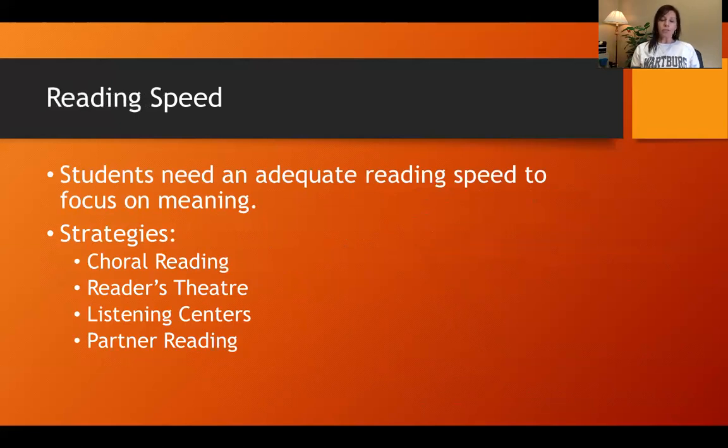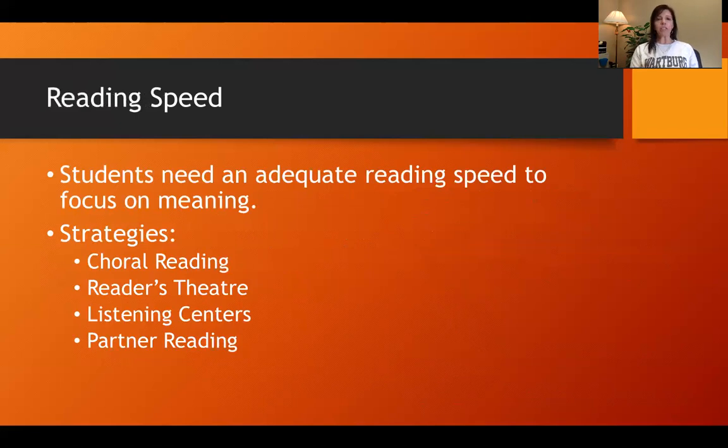Once again, fluent readers read at least how many words a minute? Go ahead and answer right now, and then I'll give you the answer. Hopefully you said 100 words per minute. You need to read 100 words per minute to be fluent, but it continues to go up throughout schooling.